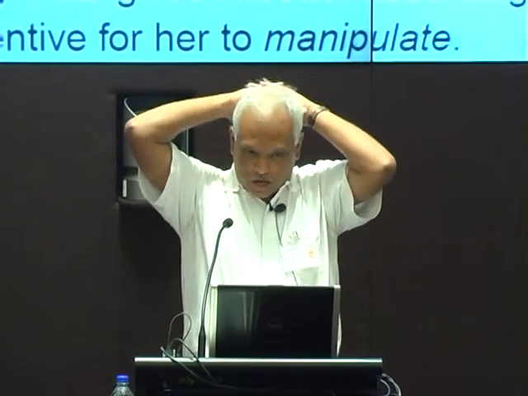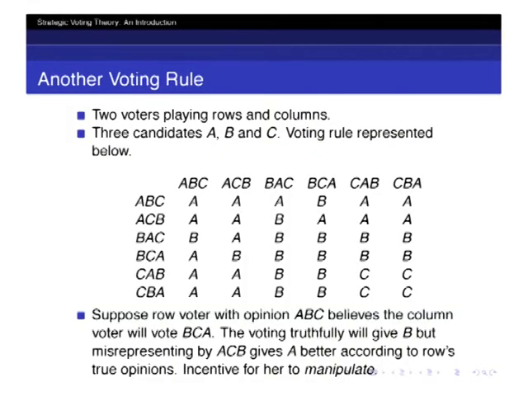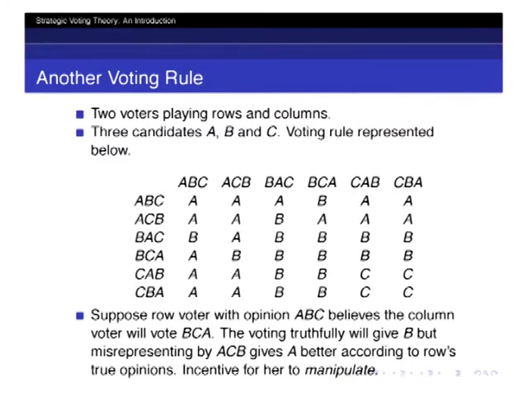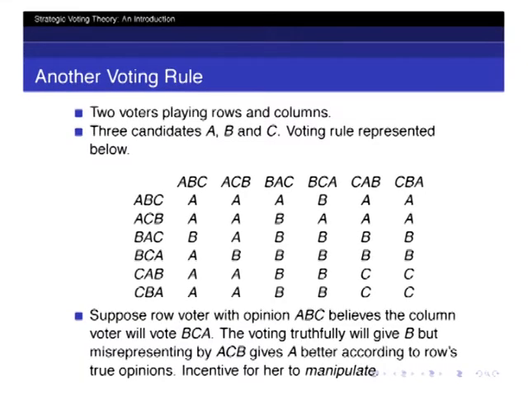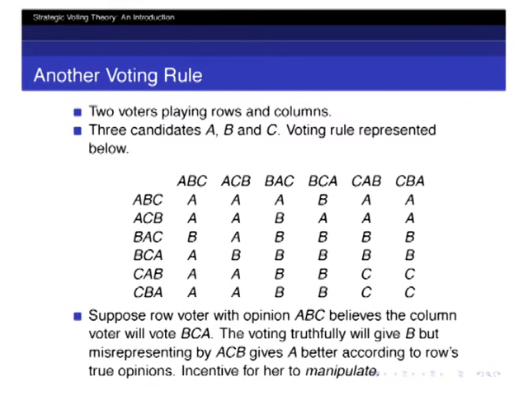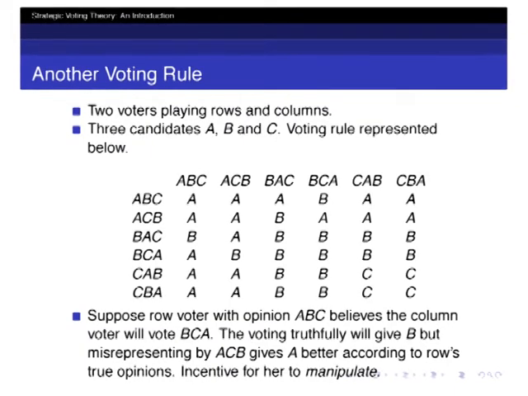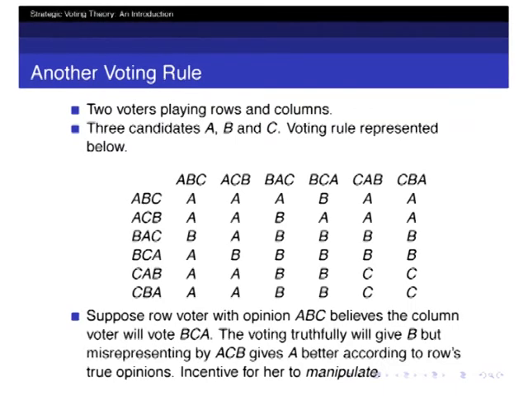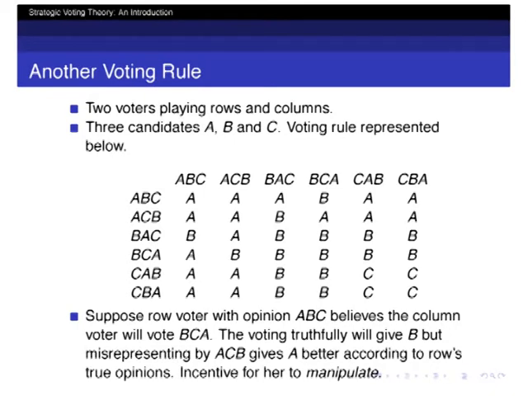Okay, now. Just look at this. Suppose a row voter with opinion ABC believes that the column voter will vote BCA. Notice I use the word believes because you don't know how the other guy votes. In the way that we model voting, you vote independently, or simultaneously. You don't know how the other guy votes, but you have beliefs about how the other guy will vote.